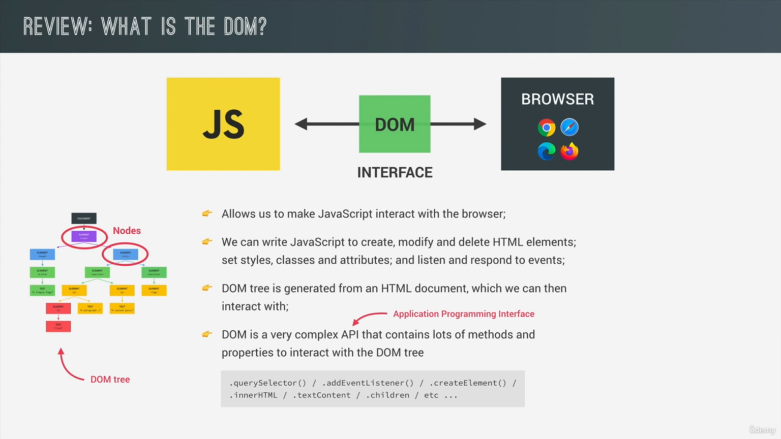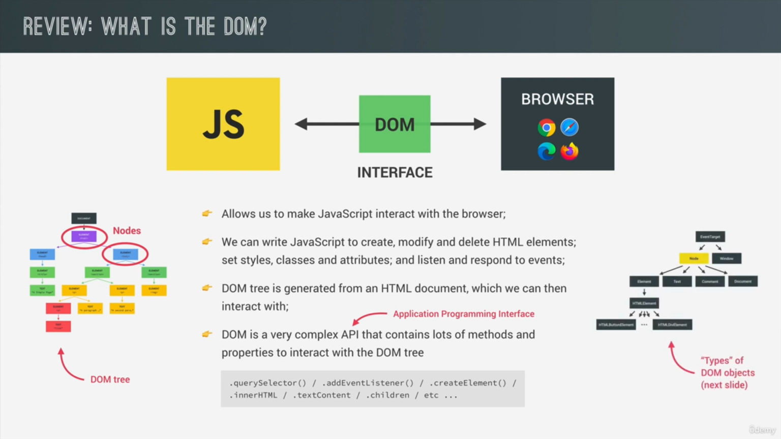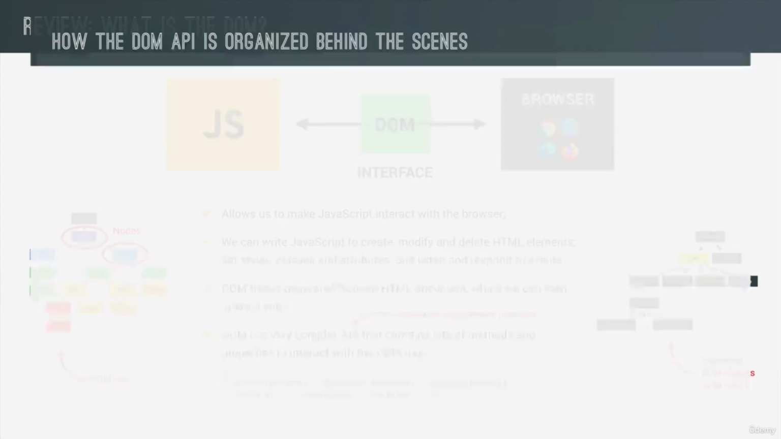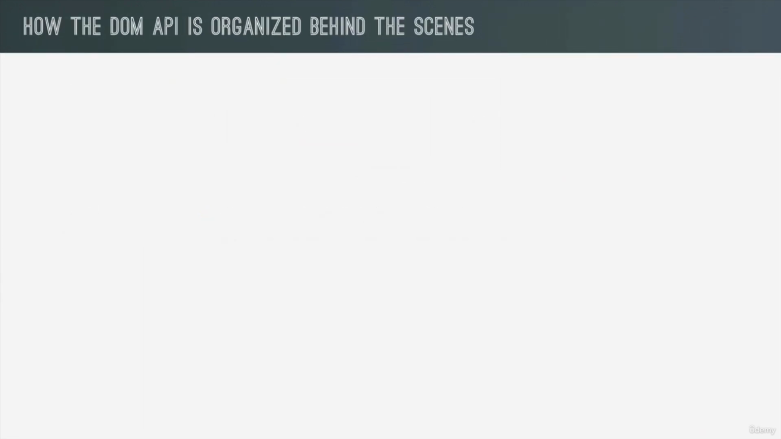Now, in the DOM, there are different types of nodes, just as I mentioned before. For example, some nodes are HTML elements, but others are just text. Remember? And this is really important to understand because all these DOM methods and properties are organized into these different types of objects. And so let's now take a look at how the DOM API is organized behind the scenes.